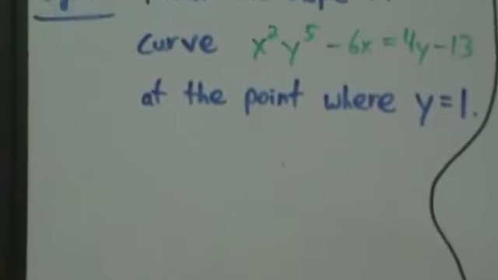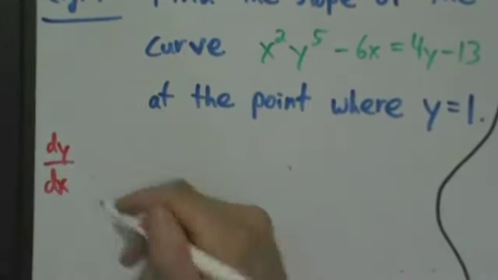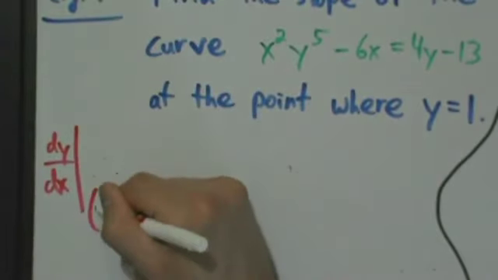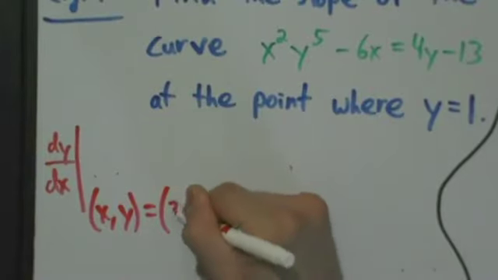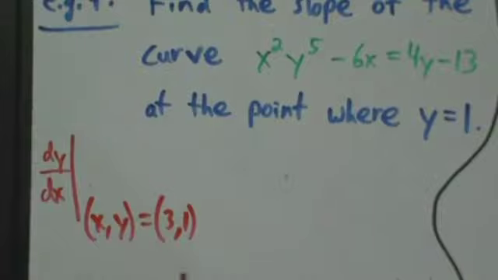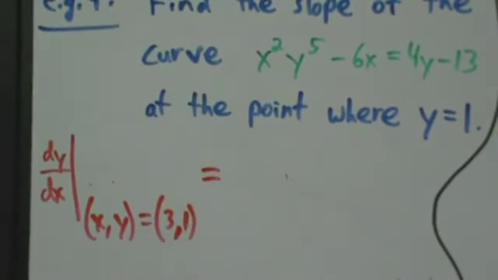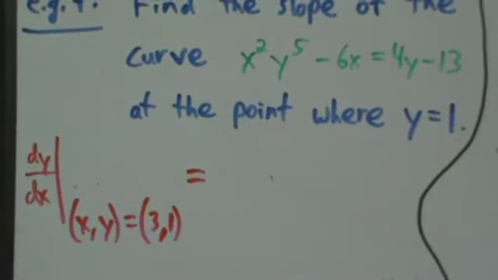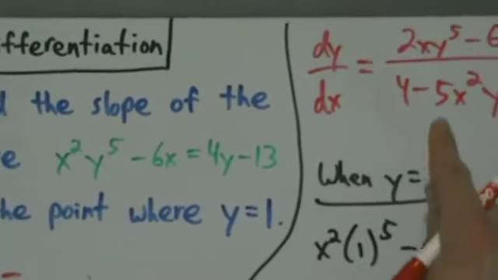The way we can denote that is like this: dy/dx evaluated at the point (x, y) = (3, 1). Some people like to use this notation, some people don't, but it's valid. People know what you mean if you use it, and it makes sense. So anyway, this just means plug in 3 for x and 1 for y. So we go back to our expression up here, and let's go ahead and do that.